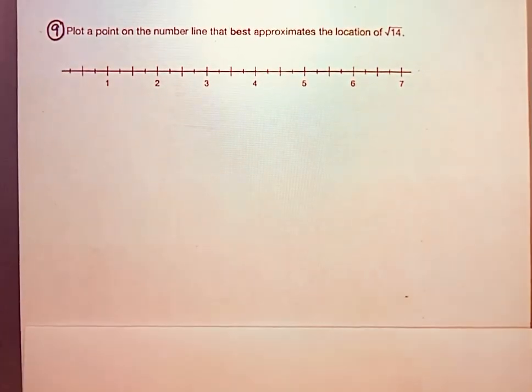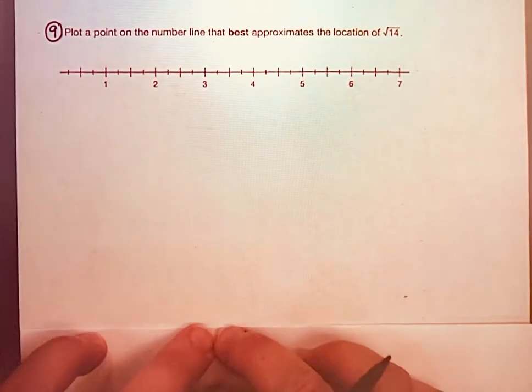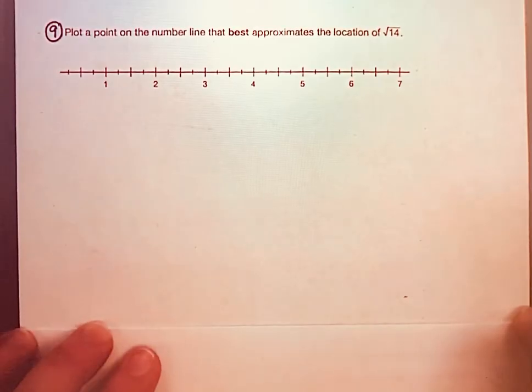It says plot a point on the number line which best approximates, or in other words, estimates the location of square root 14. Again, this is something in our very first unit that we talked about. Square root of 14. I'm going to show you how to work this problem completely and fully and explain it, and then I want you to be able to work the next problem on your own.